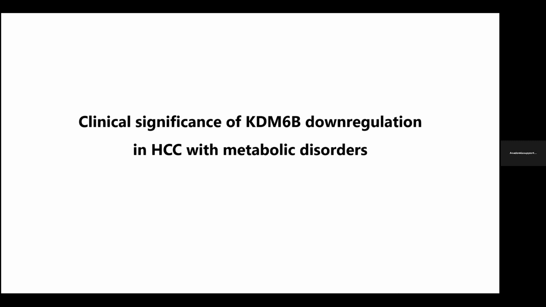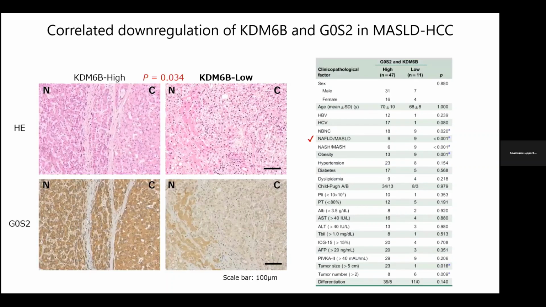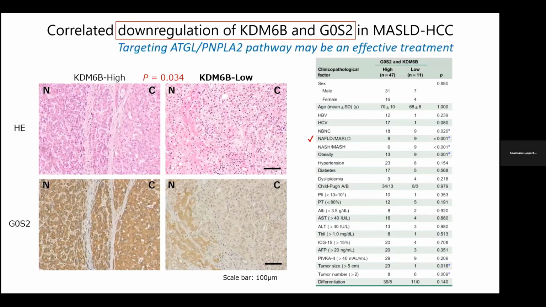Finally, clinical significance of KDM6B downregulation was evaluated in HCC with metabolic disorders. According to the immunohistochemical analysis using our surgically resected samples, KDM6B downregulation was identified as one of the characteristic findings of MAFLD HCC. In addition, correlated downregulation of KDM6B and G0S2 was recognized in MAFLD HCC. Our studies indicate that targeting the ATGL-PNPLA2 pathway may be an effective treatment of the metabolic subtype HCC.